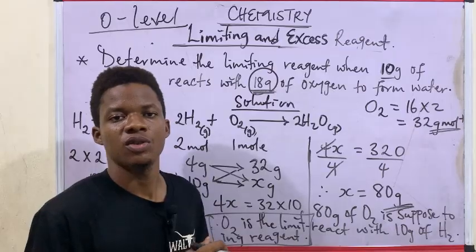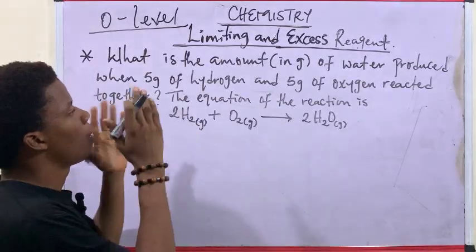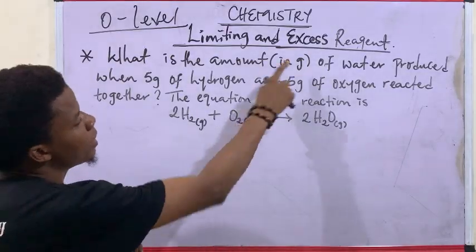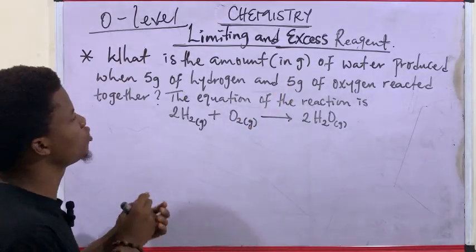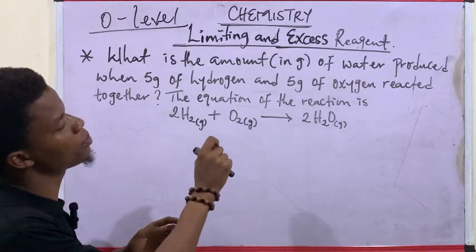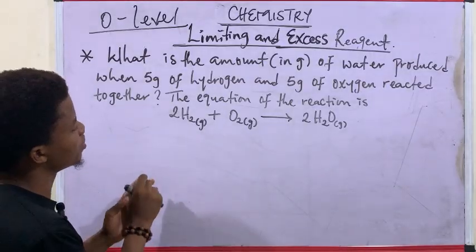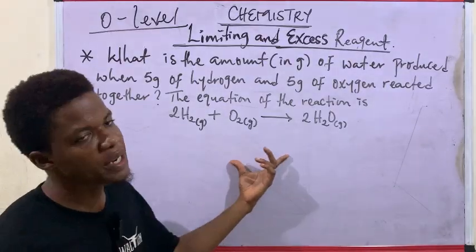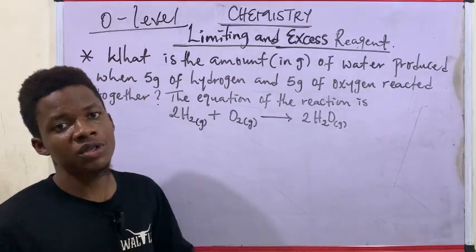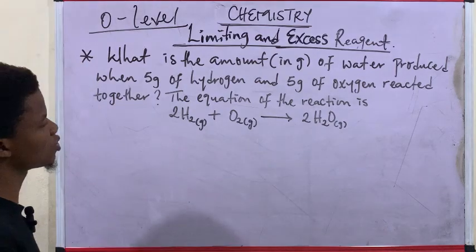To help us further, let's look at this next question on the board. It says, what is the amount in gram of water produced when 5 gram of hydrogen and 5 gram of oxygen react together? We are already given the balanced chemical equation of the reaction, so it's very easy. Let's go.